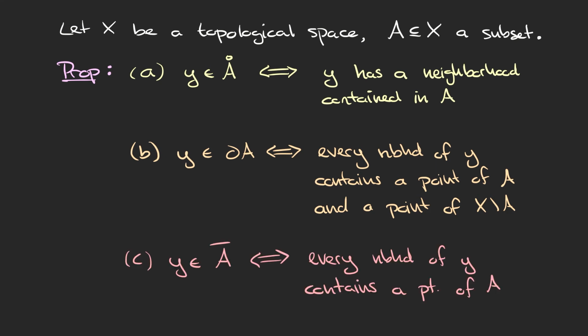The next part of the proposition deals with the closure of A. So it characterizes the closure by saying that a point y is in the closure if and only if every neighborhood of y contains a point of A. Notice that this part C is somehow dual to part A. So in part A we had the equivalent condition being that y has a neighborhood that is contained in A, and in part C we're saying that every neighborhood of y contains a point of A. So we have existence replaced by universal quantification, and also instead of being completely contained in A, we just require there to be at least one point of A inside every neighborhood.